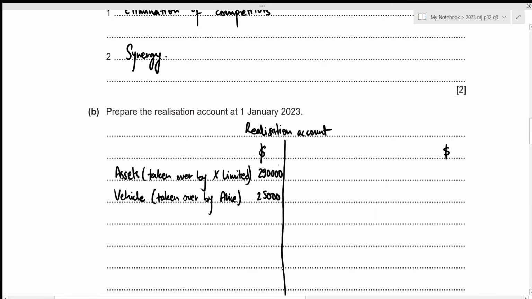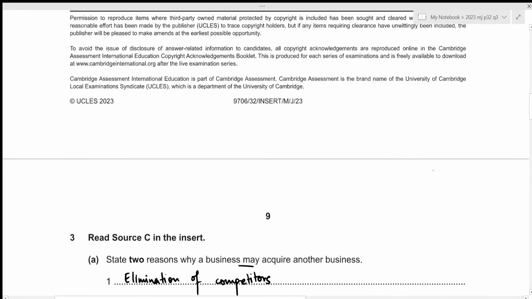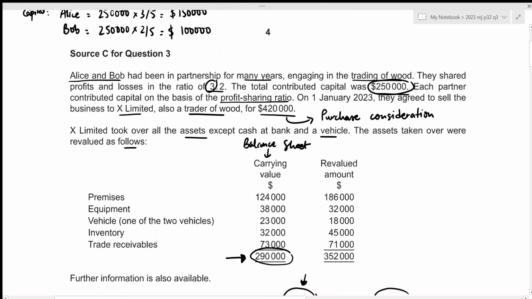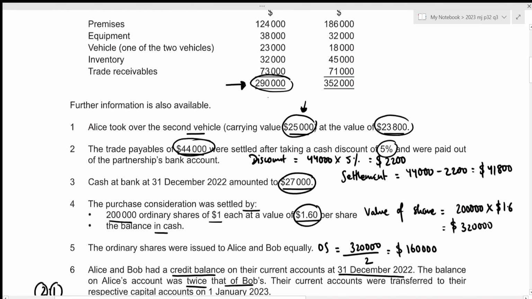Now we also need to record on the credit side how these assets were settled. So for the assets that was taken over by X Limited, we need to mention the amount that X Limited paid for these assets. That is basically the amount of purchase consideration. So X Limited, this is purchase consideration. Okay, and the amount was clearly given above. It was 420,000.